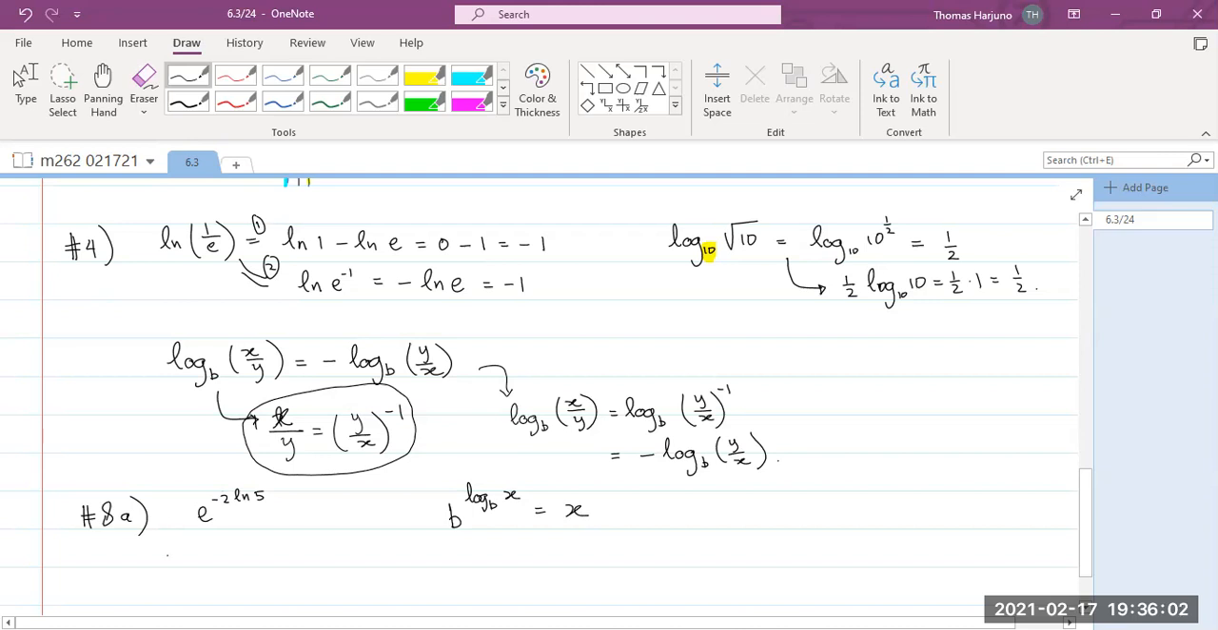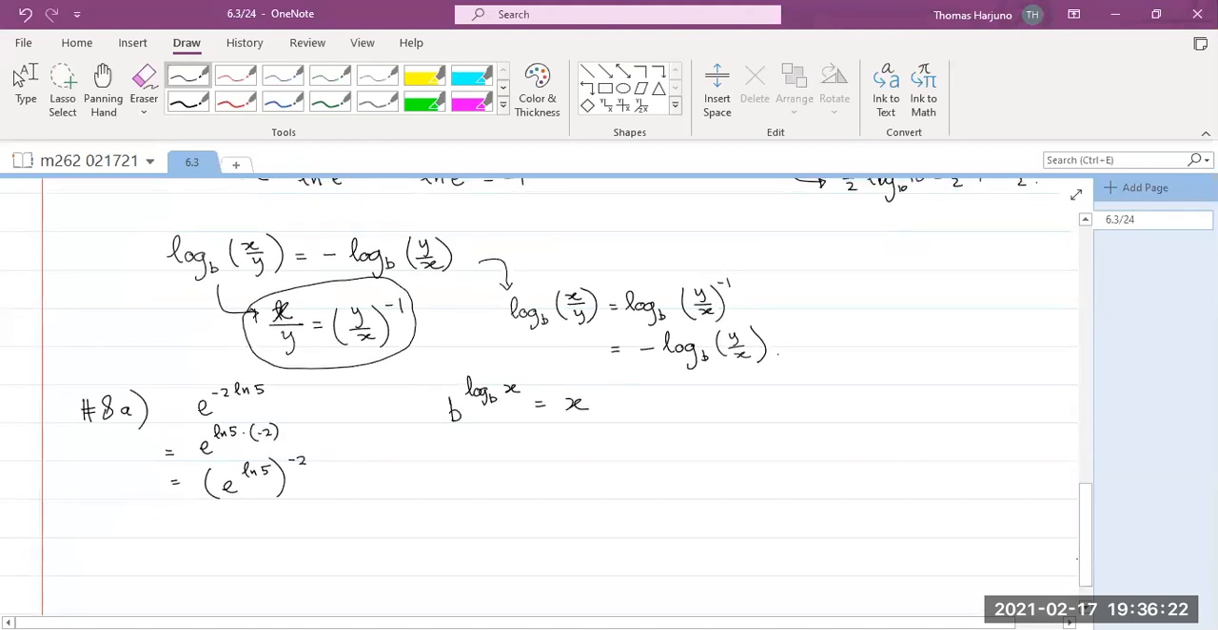Now, using that, let me massage this expression this way. This is e to the ln 5 times -2. But that expression is the same as e to the ln 5, to the power of -2. Now, inside the parentheses, that's 5. That's 1 over 5.